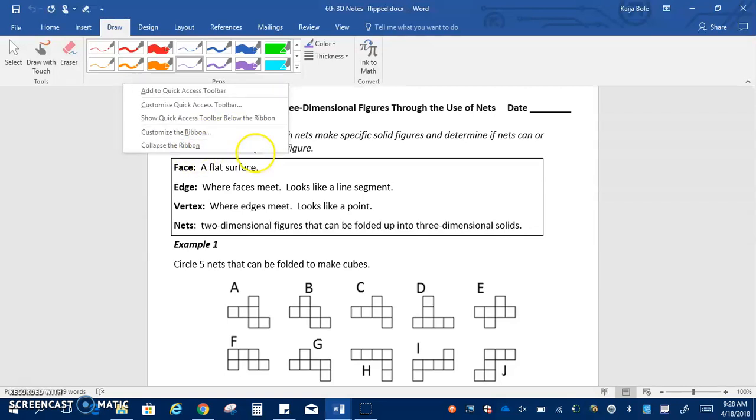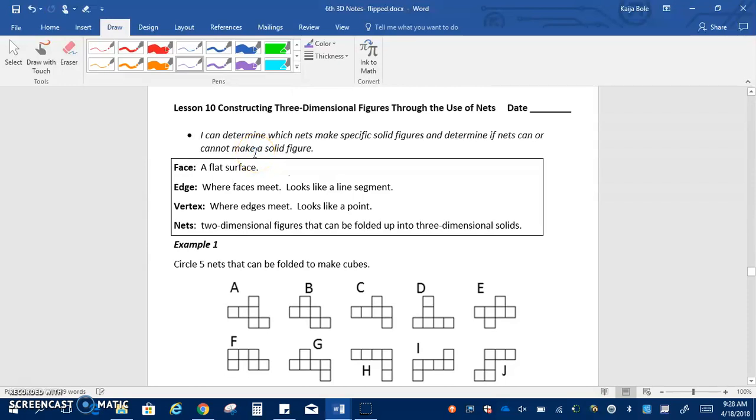Alright, an edge is where faces meet. So kind of like the line that you can run your finger across and it looks like a line segment. The vertex is where the edges meet. These look like a point. These are kind of like the corners if you want to write yourself a note. And then the nets are the two-dimensional figures that can be folded up into three-dimensional solids.